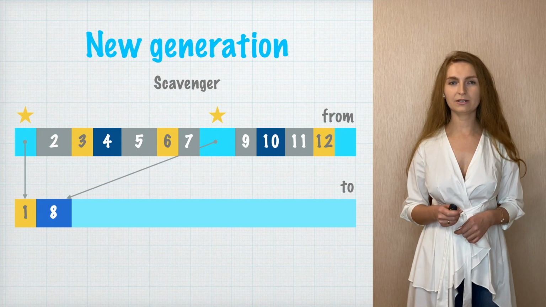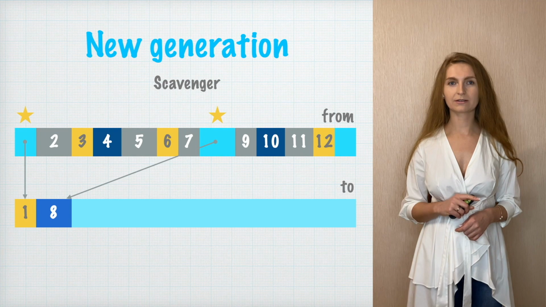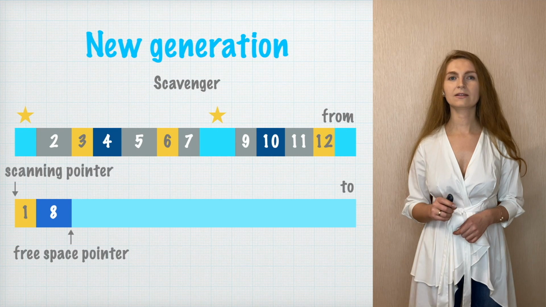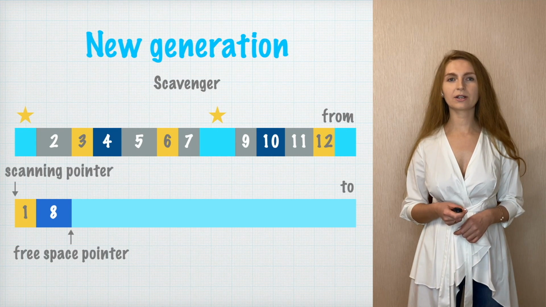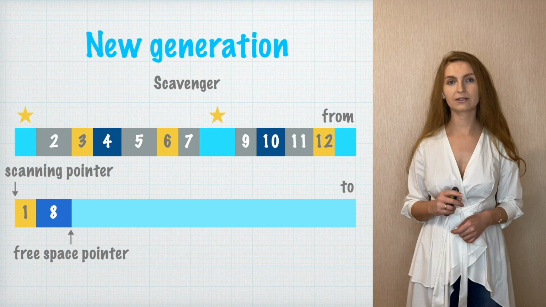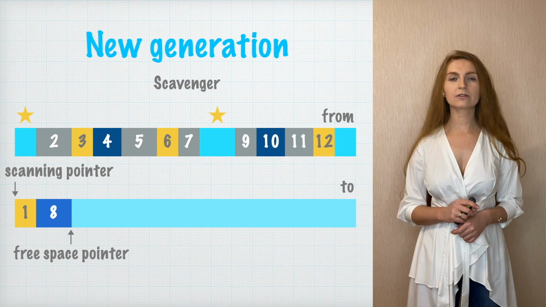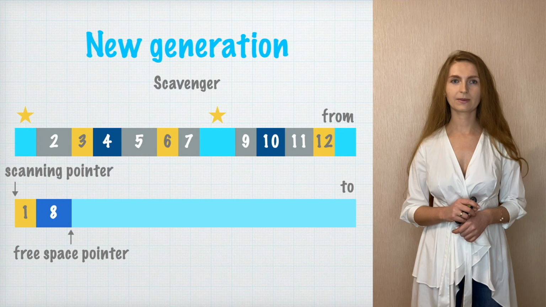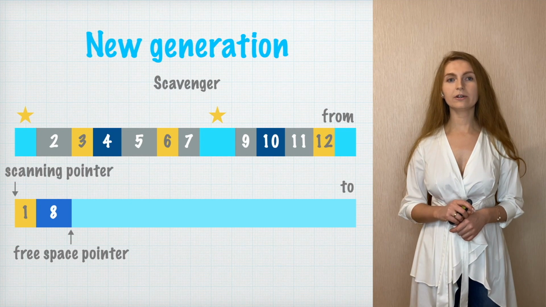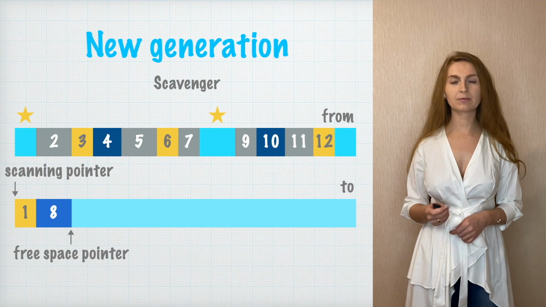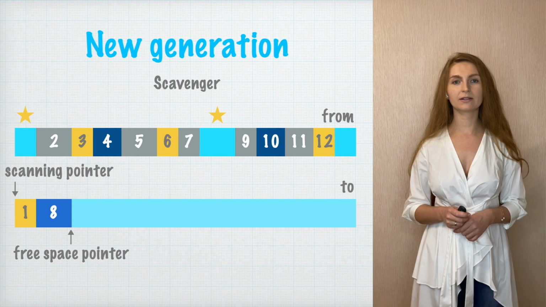Once an object is copied, the source object in the From semi-space contains a forwarding pointer to the new location. The To semi-space is meant to contain members of the black set and gray set. It contains two pointers. The scanning pointer points to the end of the black set, so objects below it belong to the black set. And the free space pointer points to the end of the gray set and the next free space. This means objects between the scanning pointer and the free space pointer are members of the gray set still to be scanned.